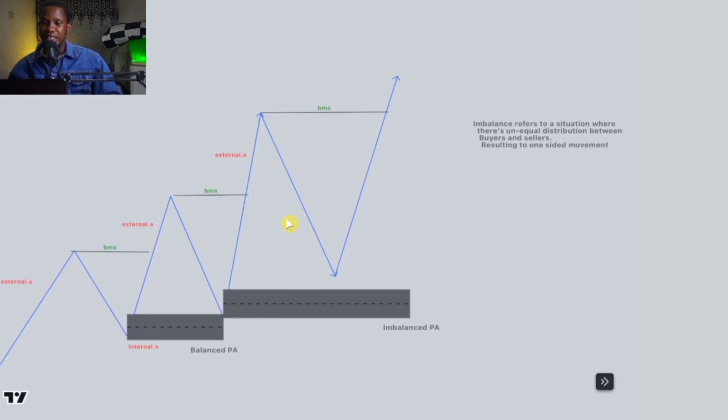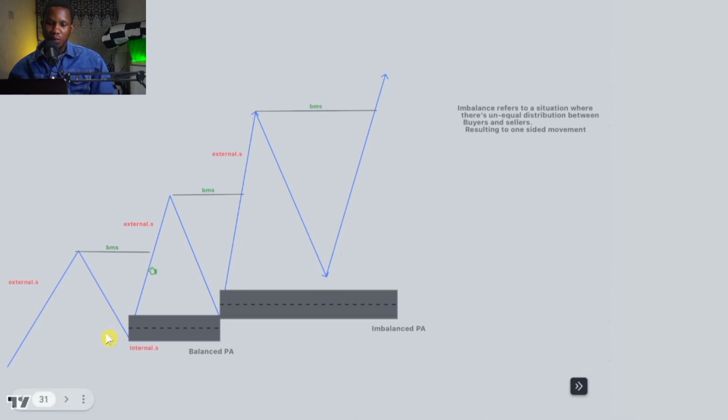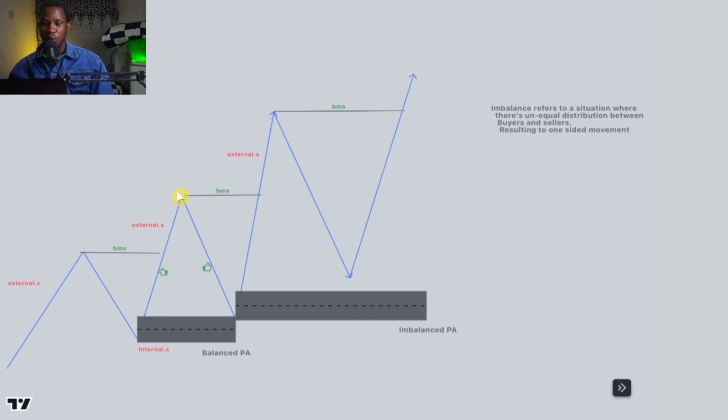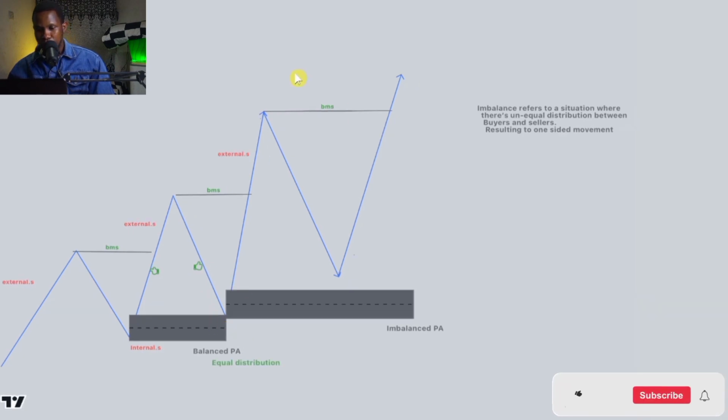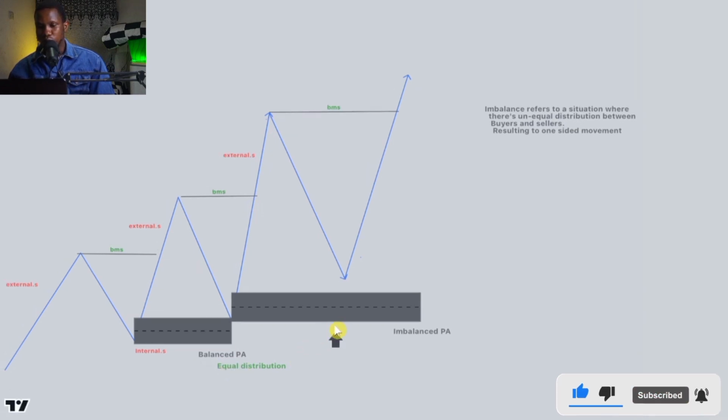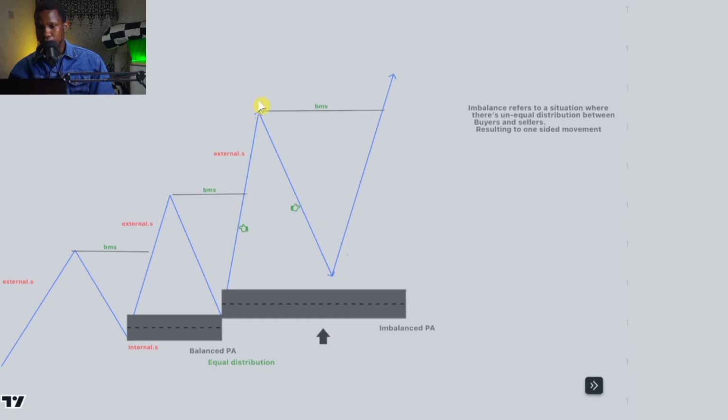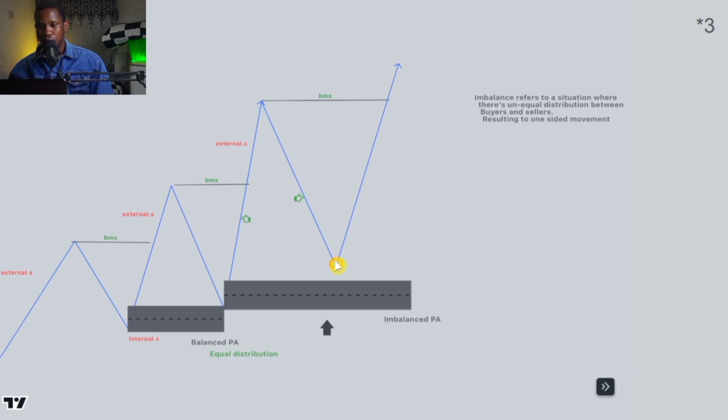You can see where there is an imbalance, this particular zone. Can we see this level here now? The buyers took control, and the sellers balanced the buyers before the one-sided movement. That means that this is a balanced price action. Take a look at this second structure here. These are the buyers now, and look at the sellers now. Was there an equal distribution between the buyers and sellers before this one-sided movement to the upside? The answer is no, which makes here an imbalanced price action.